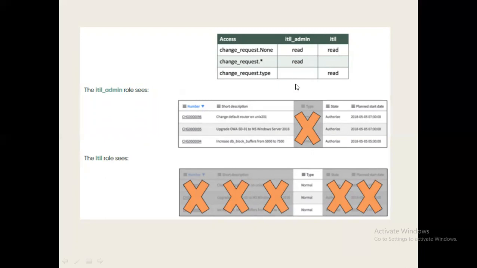Whereas ITIL admin cannot see this type because we have not written the read role here. For this particular role, we have not written read. So this is what you see exactly here. ITIL admin cannot see type, but he can see every other field in the record. Whereas ITIL cannot see any other fields in the record and can see only the type field, because this is the only area where he has been given access. So most specific to most general, this is how it works, right? Does that make sense?